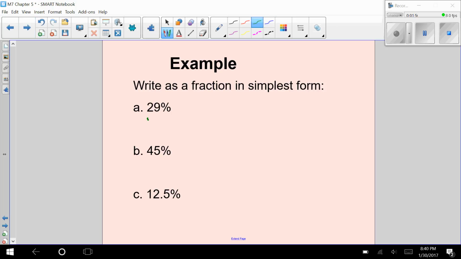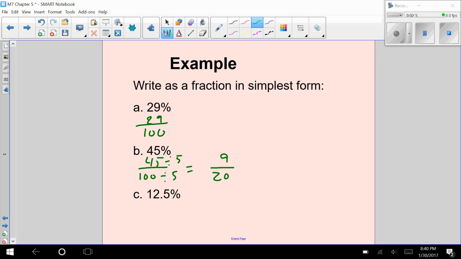Now we're going to write percents as fractions in simplest form. So we take our number, 29, we just write it over 100, and now we simplify if we can. 29 and 100 have no factors in common, so we're done. For b, we take 45 and we write it over 100. Now I know 45 and 100 can both be divided by 5. So I get 9 over 20, and that doesn't simplify anymore, so I'm done.